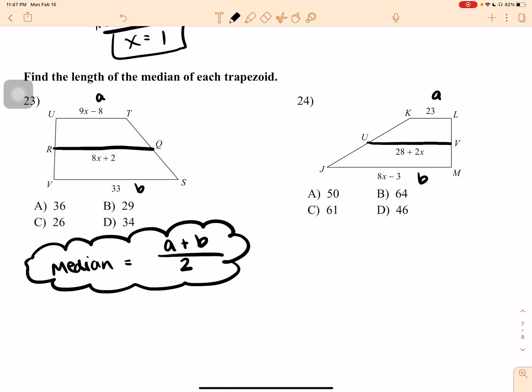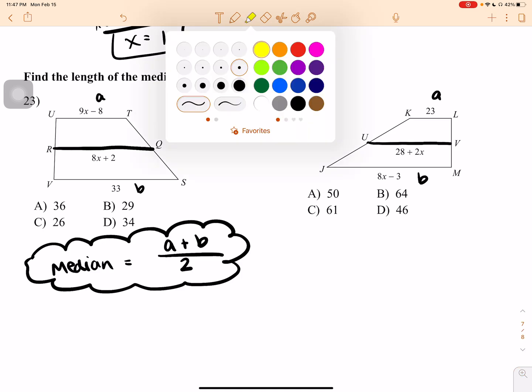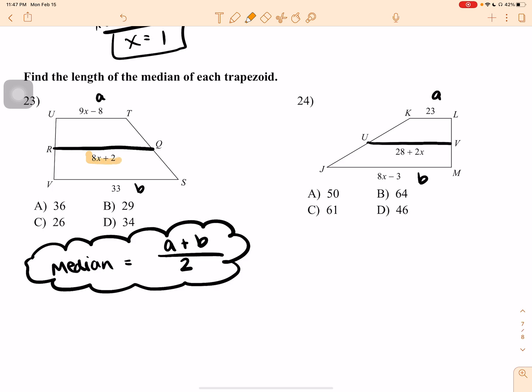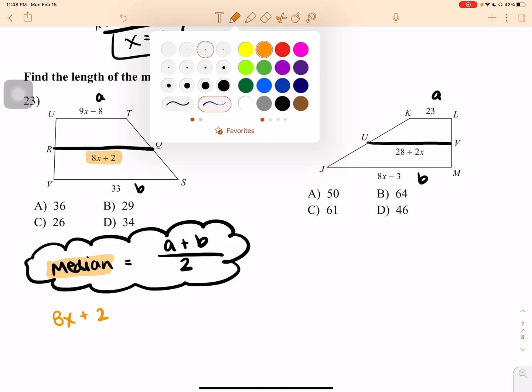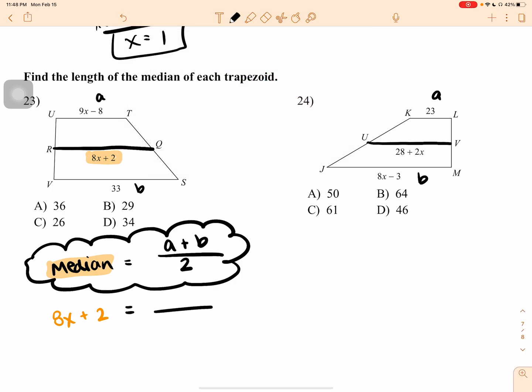This one says find the median of each trapezoid. Okay, so the median is equal to 8x plus 2. This one gets a little bit tricky. So 8x plus 2 here is the median. So I'm going to write that down. The median is 8x plus 2. And I know that the median is equal to A plus B divided by 2.